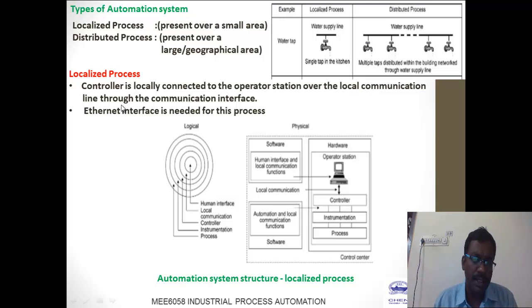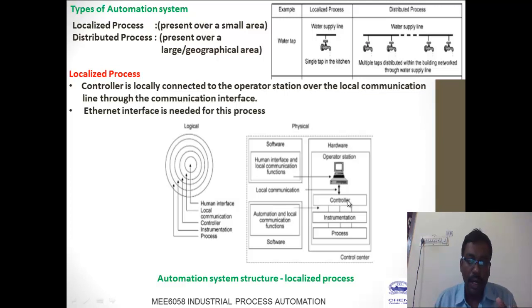In the localized process, the controller is locally connected to the operating systems or the local communication line through a communication interface. The processes are there, with process control instrumentation such as sensors, actuators and other devices. The sensors and actuators monitor what is going on in the process and transfer data to the controller. From the controller, it transfers data to the operator station. The operator observes what is happening in the process with the help of this instrumentation and controller.